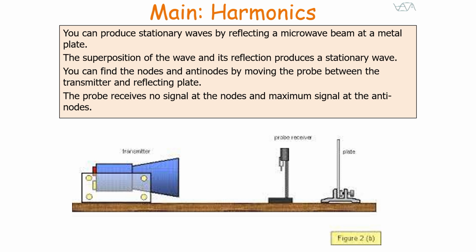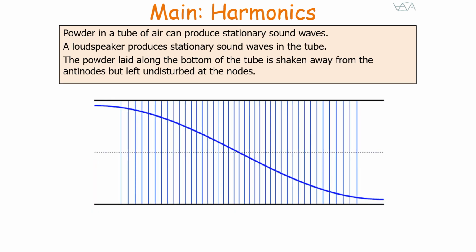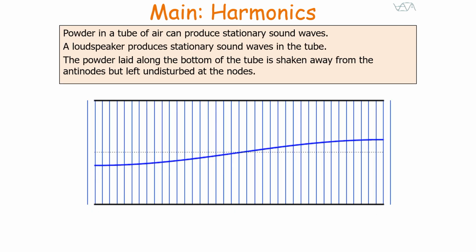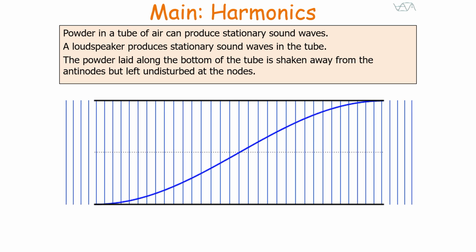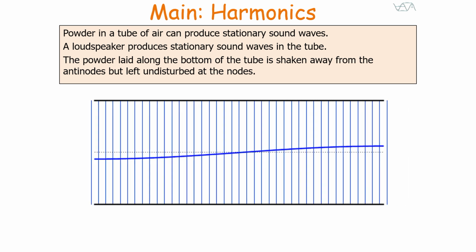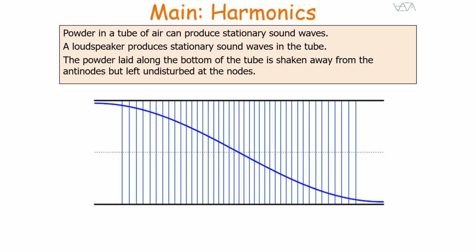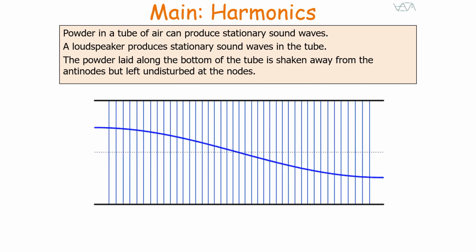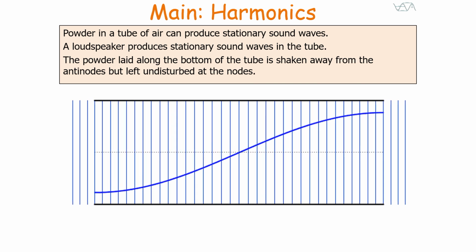The probe will receive no signal at the nodes and a maximum signal at the antinodes. Now powder in a tube of air can produce stationary sound waves. A loudspeaker can produce a stationary sound wave in a tube, and the powder is laid along the bottom of the tube, is then shaken from the antinodes but left undisturbed at the nodes.